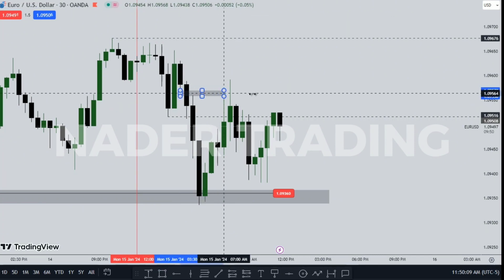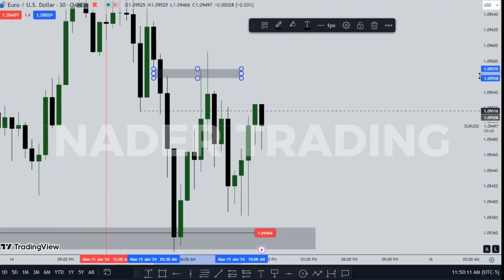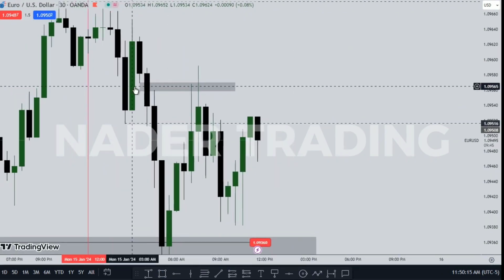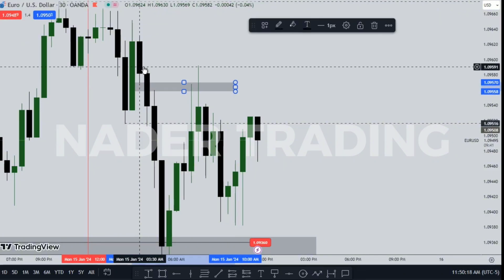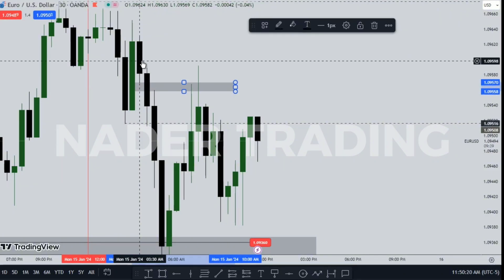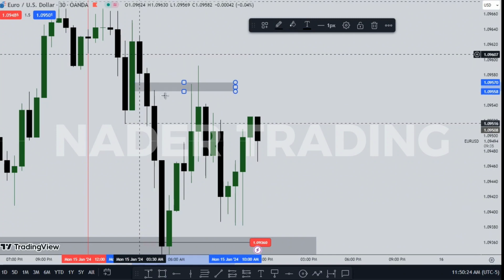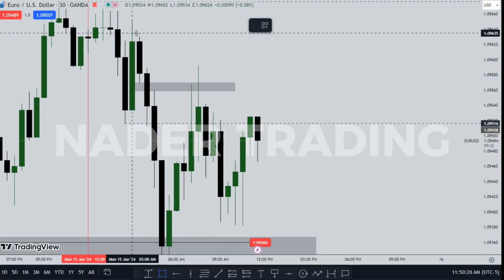And one thing I always like to do, I don't like taking my entries, my executions, from the fair value gap. Now I have this bearish shadow block right about here, the last sell candle before the impulsive move to the downside, which caused a shift in market structure. So after seeing that, I was like, okay, good, I have everything I need.